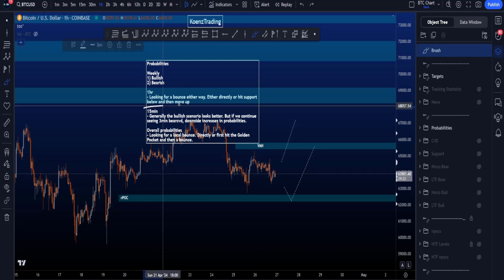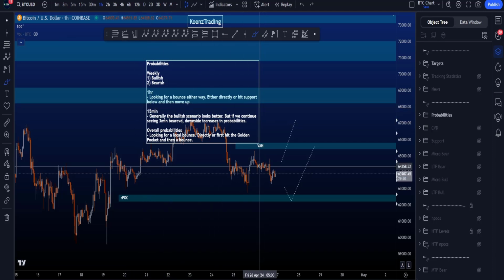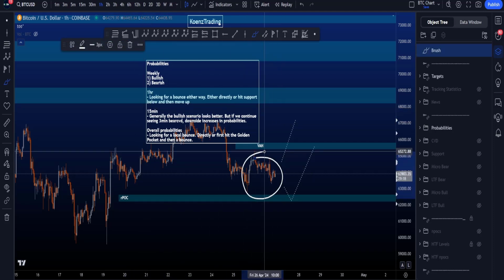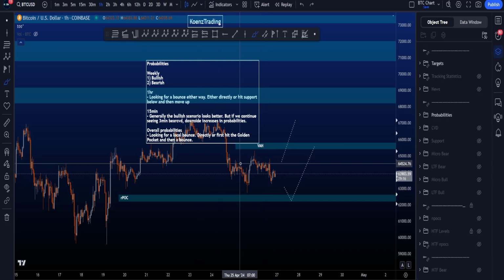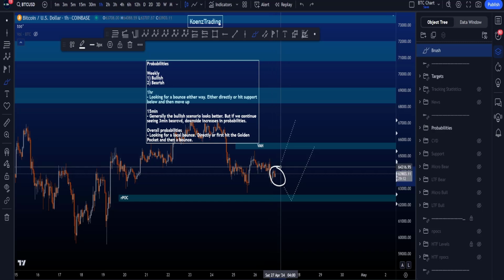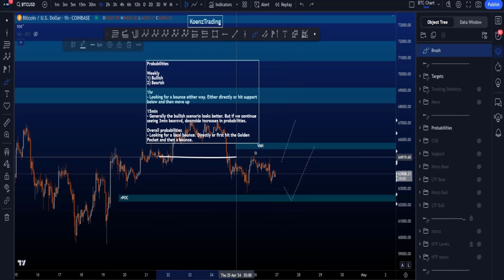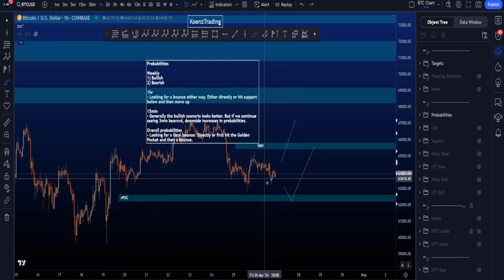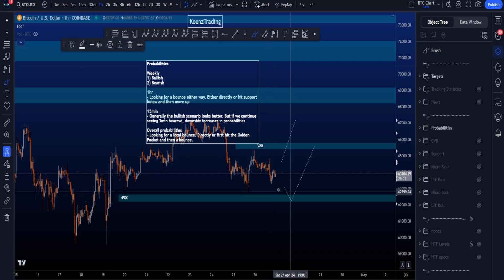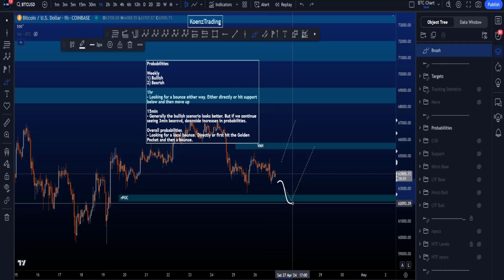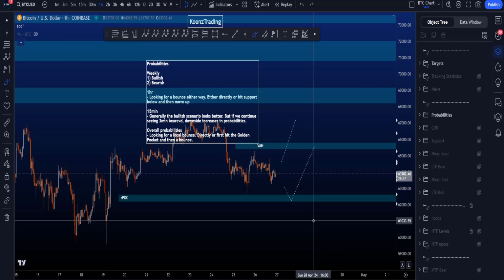On the 15-minute time frame, generally, when we look at the scenarios that we shared here in the respect, the bullish scenario does look a little bit better. But if we continue to see 3-minute bearish CVD divergences here, the downside increases in probabilities to test this support. Now, the overall probabilities here, looking for a local bounce, either directly or first hit the golden pocket and then see a bounce towards the upside.